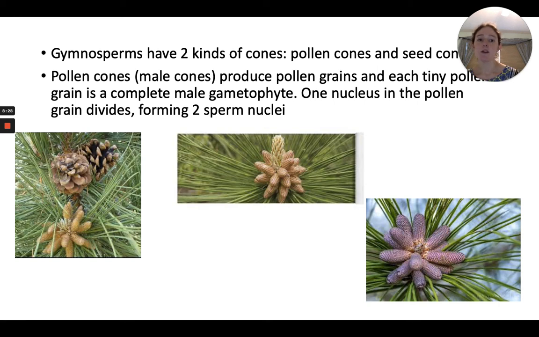So gymnosperms have two kinds of cones. They have pollen cones and seed cones. Pollen cones are going to be the male cones, and they produce tiny little grains, and each tiny pollen grain has a complete male gametophyte. One nucleus in the pollen grain divides, forming the two sperm nuclei, and these guys here are going to be the pollen cones, and here's a better picture of the pollen cones, or you can look at it down here in this picture as well.